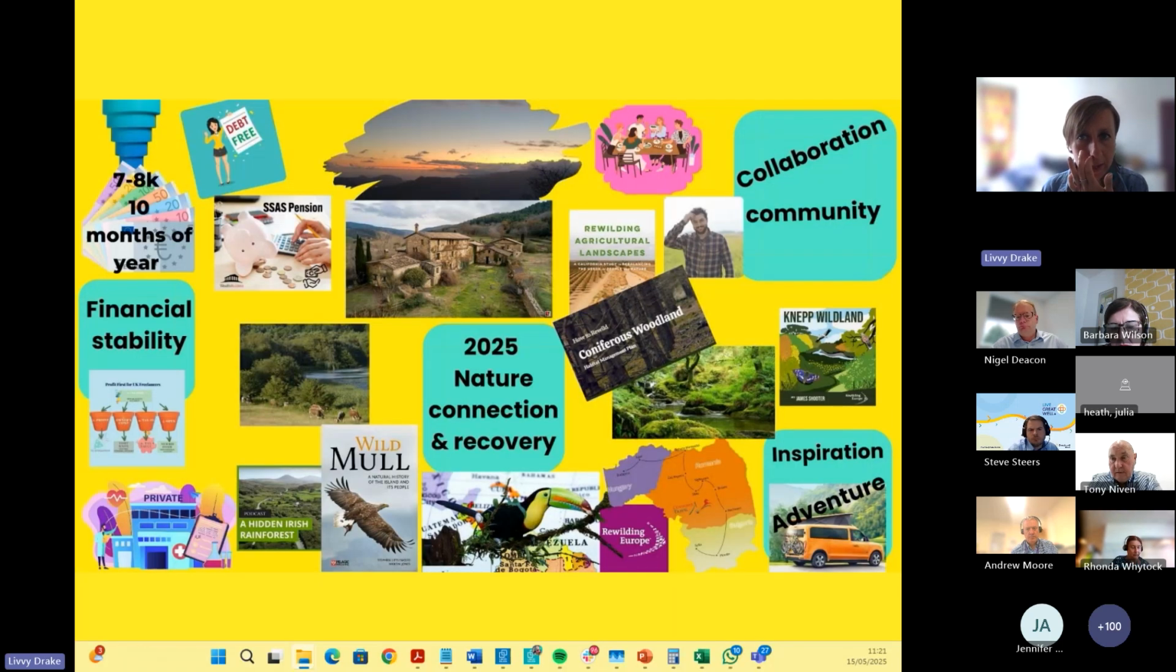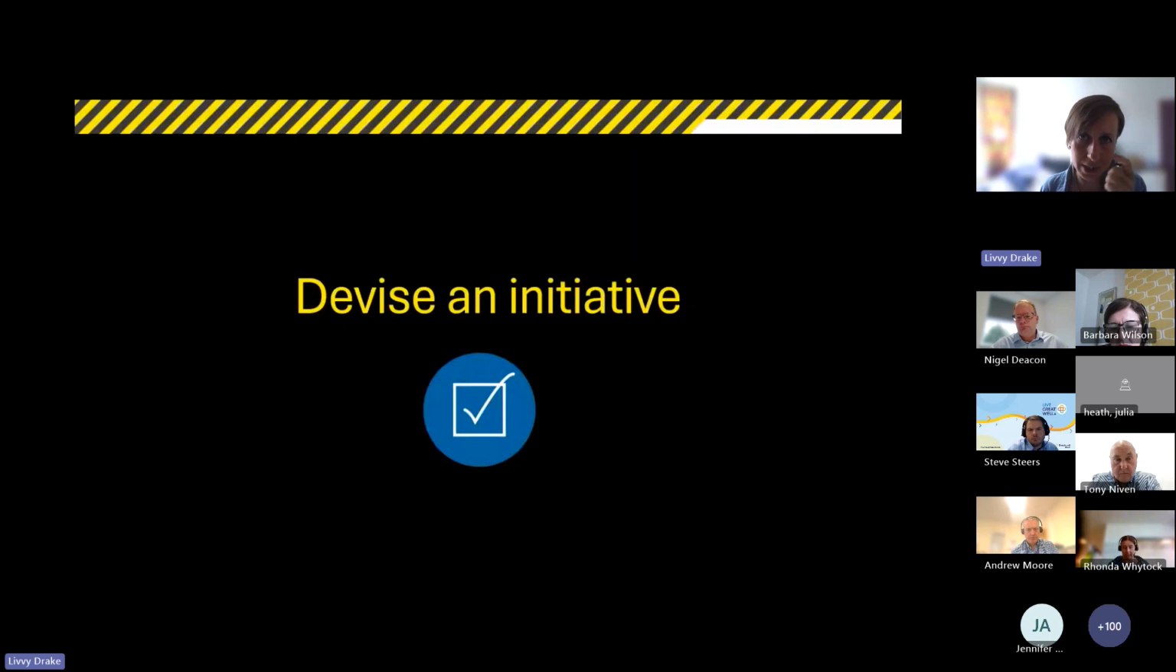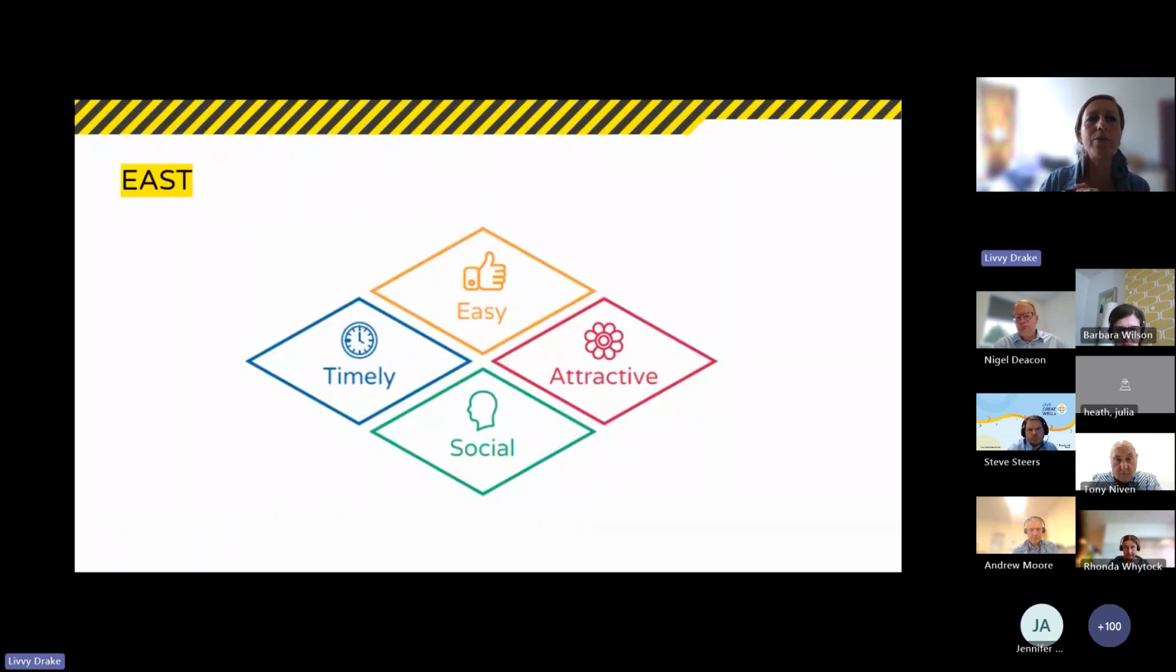So with this in mind, let's move on to devising an initiative. And with this, we're going to use the EAST framework. This model was created by the Behavioural Insights team. This is a simplified model because the previous model they had was too long and the civil servants weren't using it. So the behavioural scientists made their model easier.